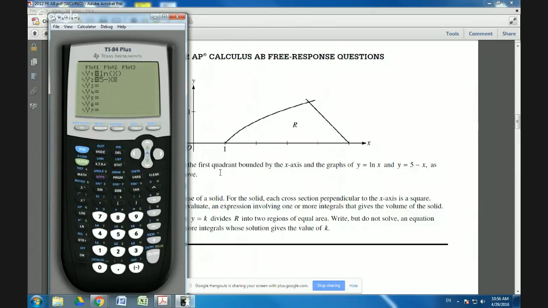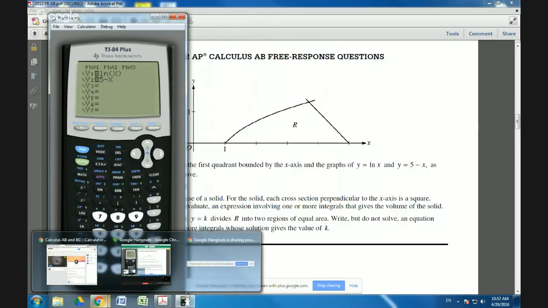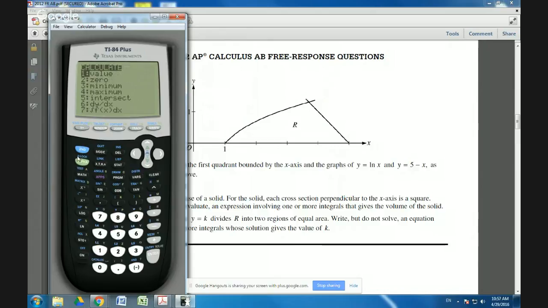To find, I think part A is find the area of R. We need to know the intersection here. So, second, calculate an intersection. ln x, there's 5 minus x. First curve's ln x, enter.